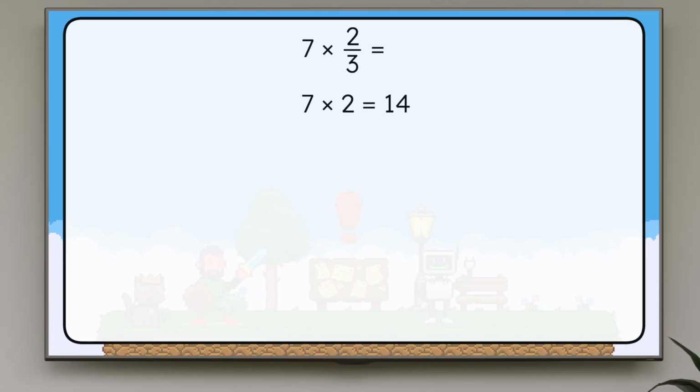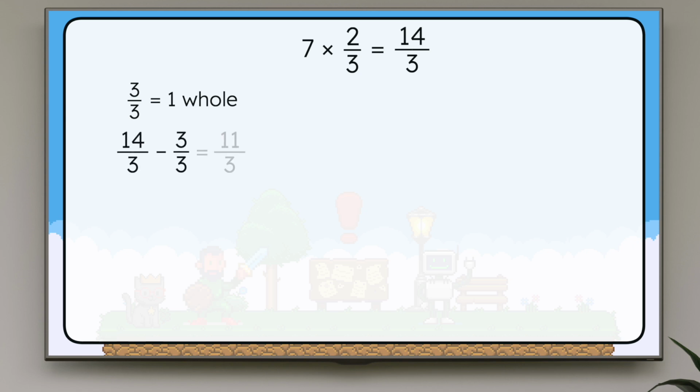Seven times 2 equals 14, so 7 times 2/3 equals 14/3. To convert, 3/3 is equal to 1 whole, and 14/3 minus 3/3 equals another improper fraction, 11/3. Let's keep going by subtracting another whole. 11/3 minus 3/3 equals 8/3.